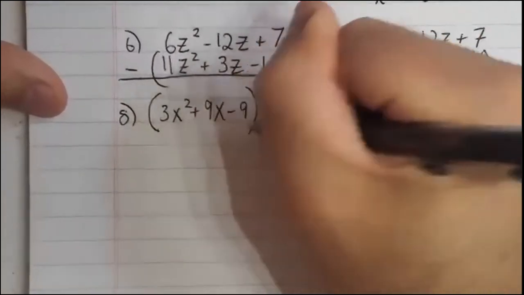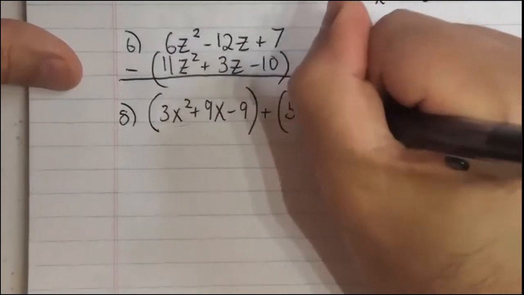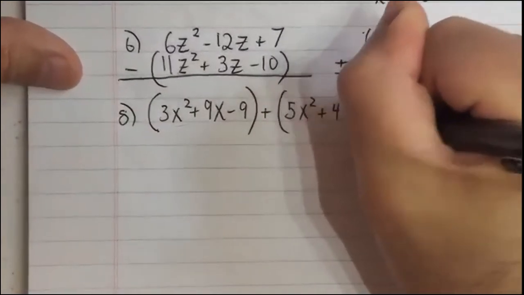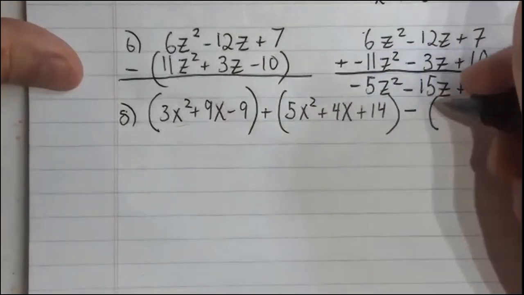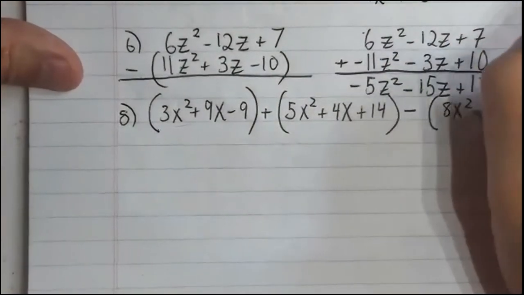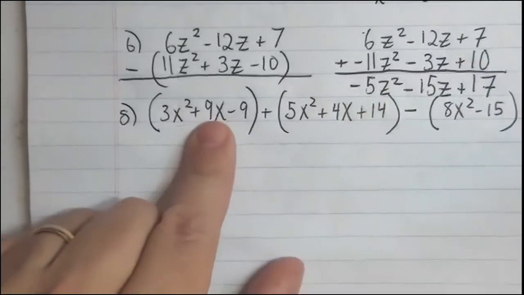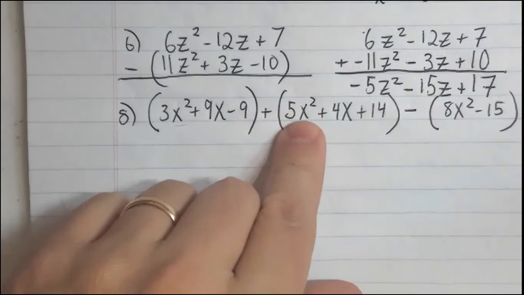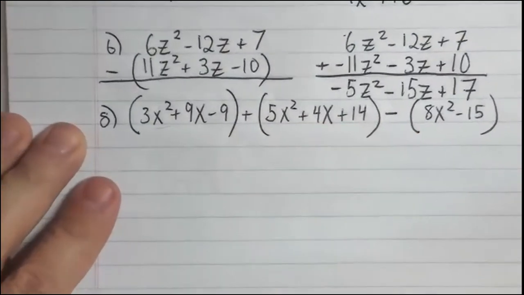So there's actually going to be multiple polynomials in this one. All right, so we have a 3x squared plus 9x minus 9 plus 5x squared plus 4x plus 14 minus 8x squared minus 15.